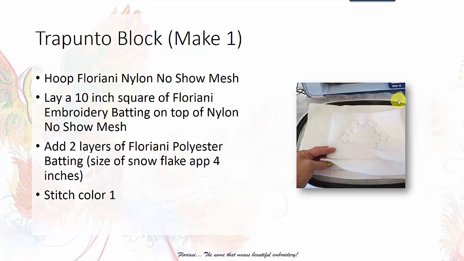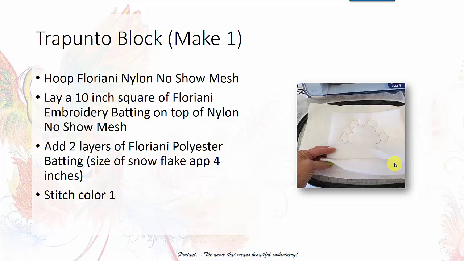We're ready to make the block. The first block that we're going to make is the Trapunto block. And to make the project as shown, you're going to make one block. The first thing that you do is you're going to hoop nylon no-show mesh. You're going to lay a 10-inch square of Floriani embroidery batting on top of the nylon no-show mesh. All right? Now, you can substitute a different kind of batting. You could use an all cotton batting. Don't use a polyester batting.